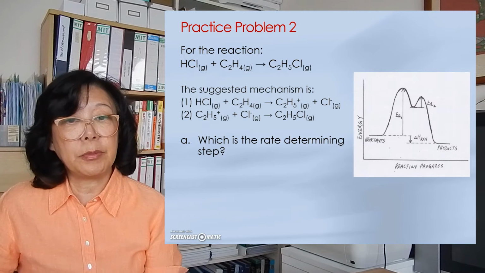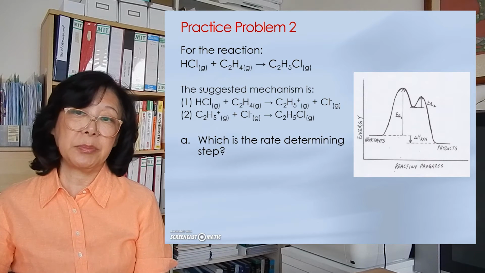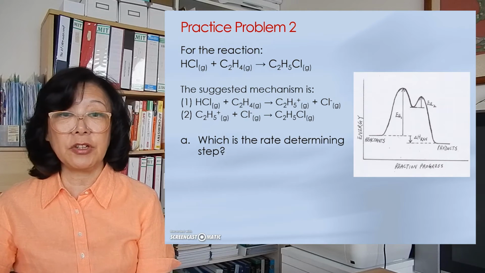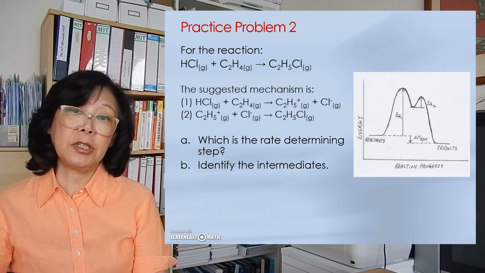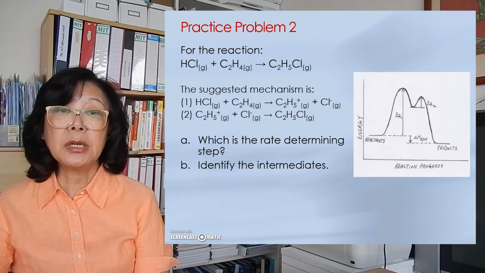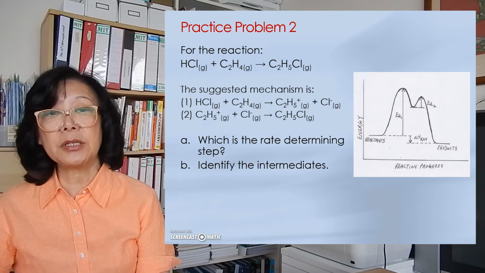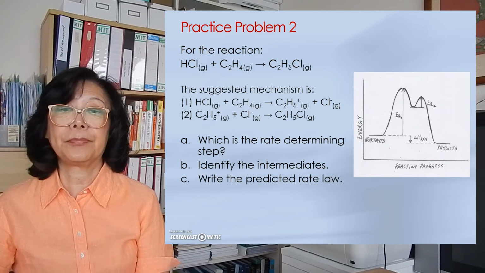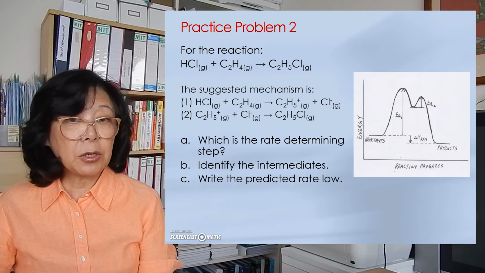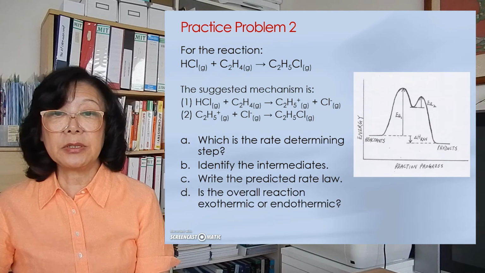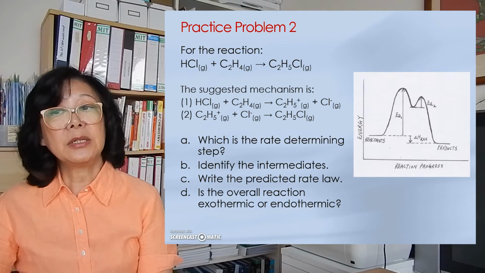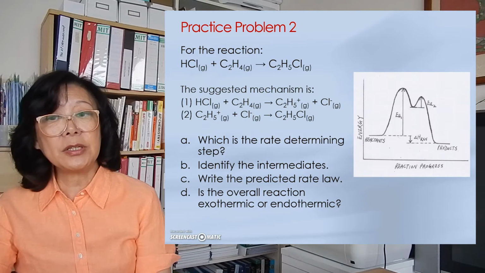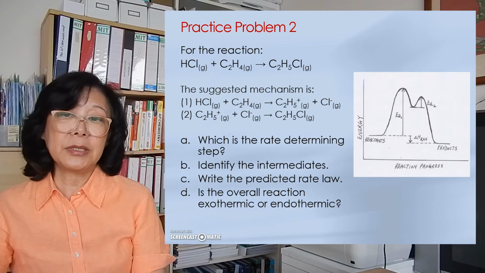Which one is the rate determining step? Now you can see step number 1 has to be because there's a large activation energy. Identify the intermediate. Surely it's C2H5+ and Cl- because they are made in step number 1 and consumed in step number 2. Write the predicted rate law. When you write it, it's based on step number 1. And is the overall reaction endothermic or exothermic? Since we get product at a lower energy than the reactant, we conclude it is exothermic.